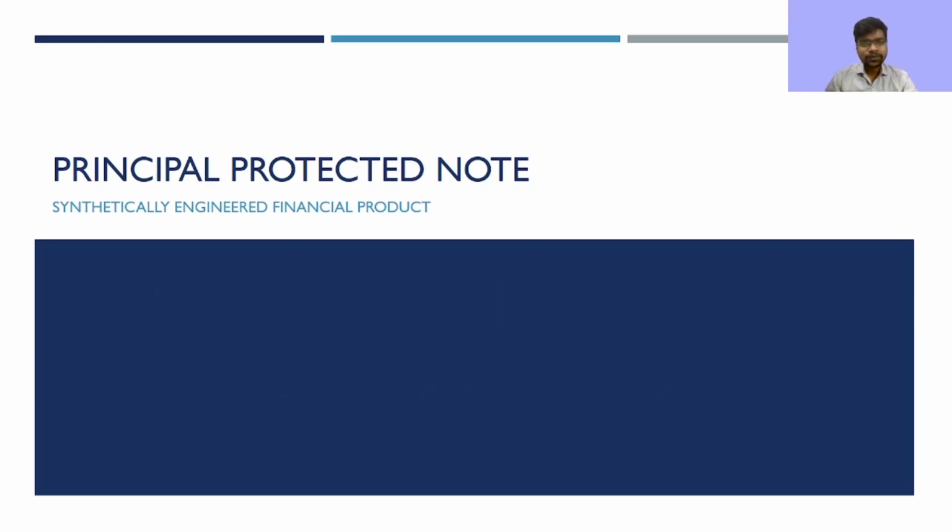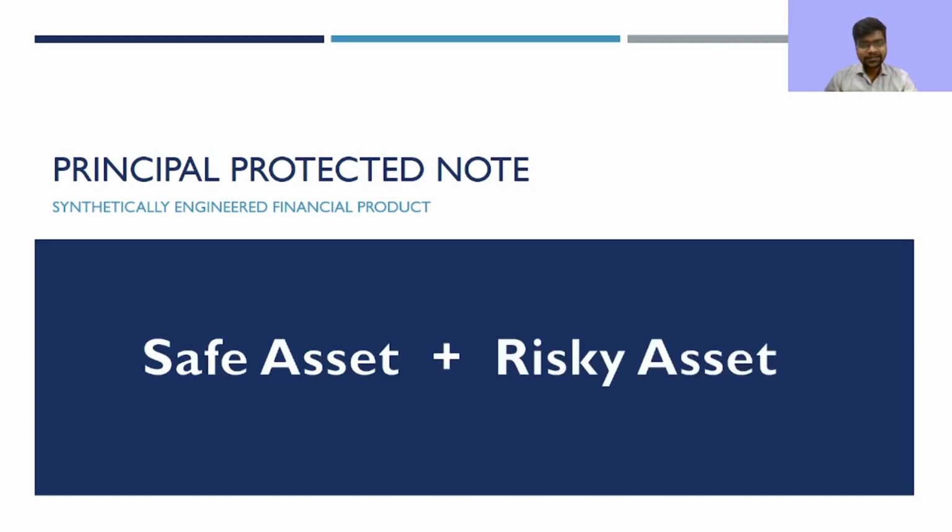We can create a principal protected note by combining safe assets with risky assets. For principal protected notes, what we are actually doing is we are investing some part of our investment in a safe asset which will grow to the value of investment during the tenure, and the rest of the money we are investing in risky assets, and even if they go to nil it doesn't matter because we have allocated the investment in such a way that the safe assets would generate enough income to compensate for the losses incurred by the risky assets.